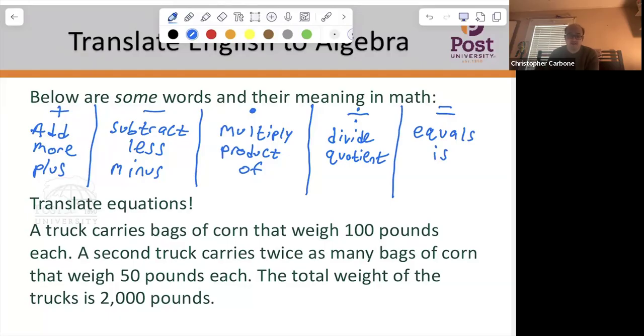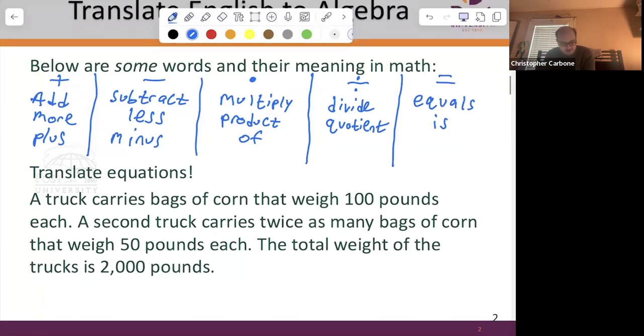So for an example of translating an equation, I have a truck carries bags of corn that weigh 100 pounds each. The second truck carries twice as many bags of corn that weigh 50 pounds each, and the total weight of the trucks is 2,000 pounds. X here will be the number of bags of corn.